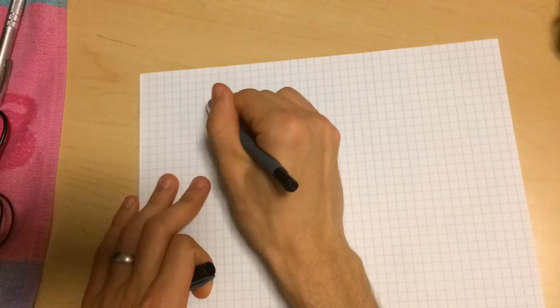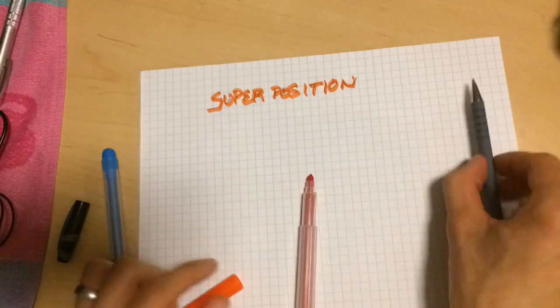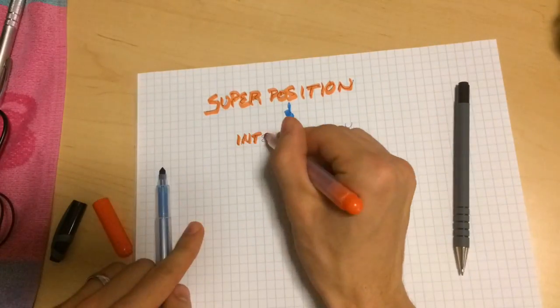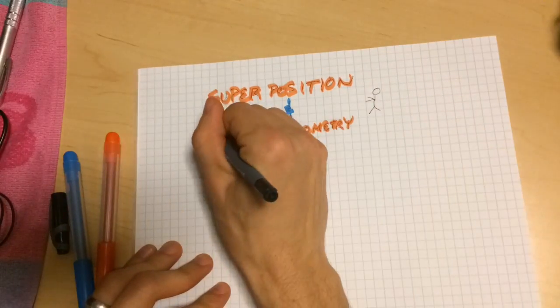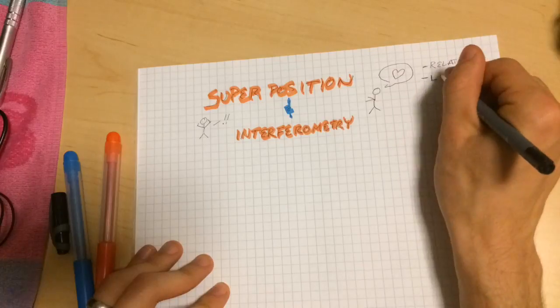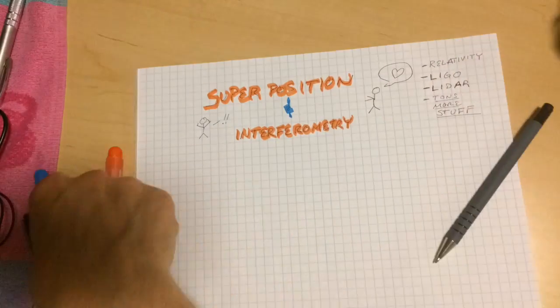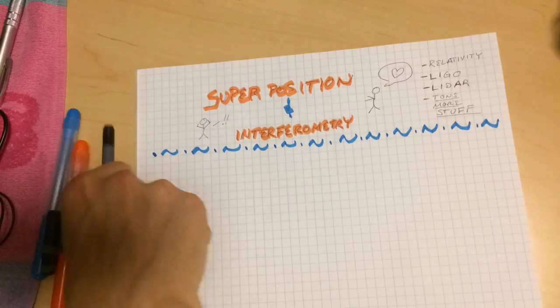My research depends heavily on two concepts, superposition and interferometry, and these are not unique to my field. People use these in digital electronics, in communication theory, and in pretty much any type of optics that you can look at. They've been used in discovering relativity and LIGO, LiDAR, and a bunch of other really fun stuff. So I'm going to give you a crash course on how this works just now.